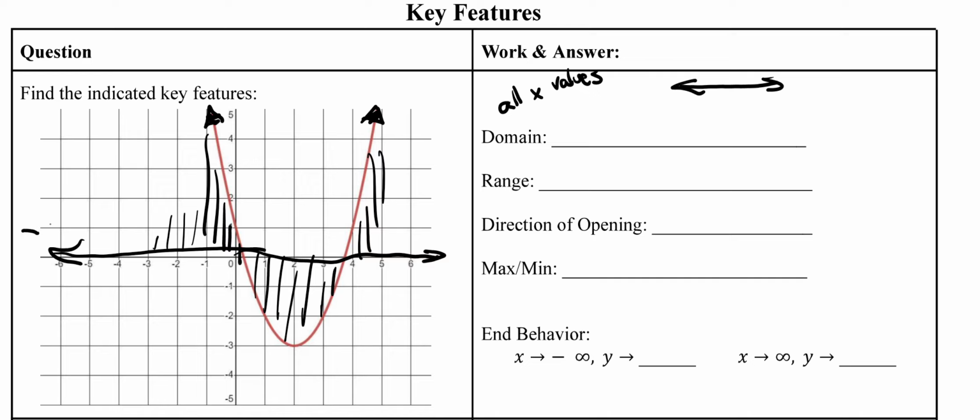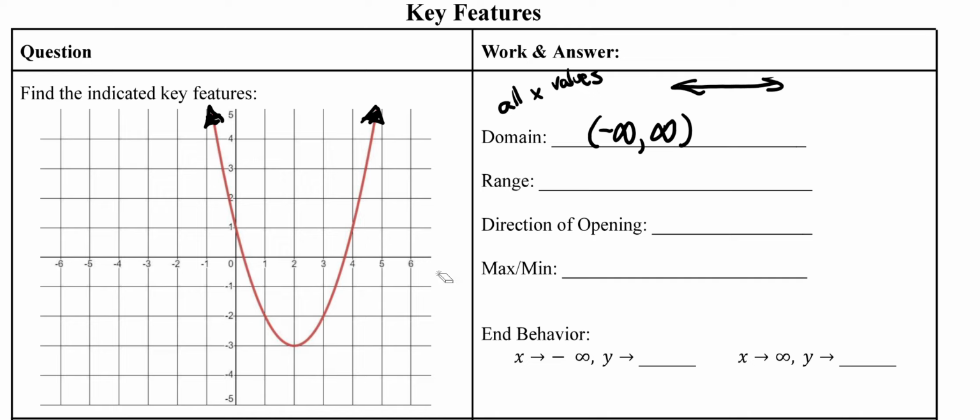And on the left, it approaches negative infinity. On the right, it approaches positive infinity. And so we show that in interval notation by saying here negative infinity on the left and positive infinity on the right. And that just means that it goes forever in both directions that way.